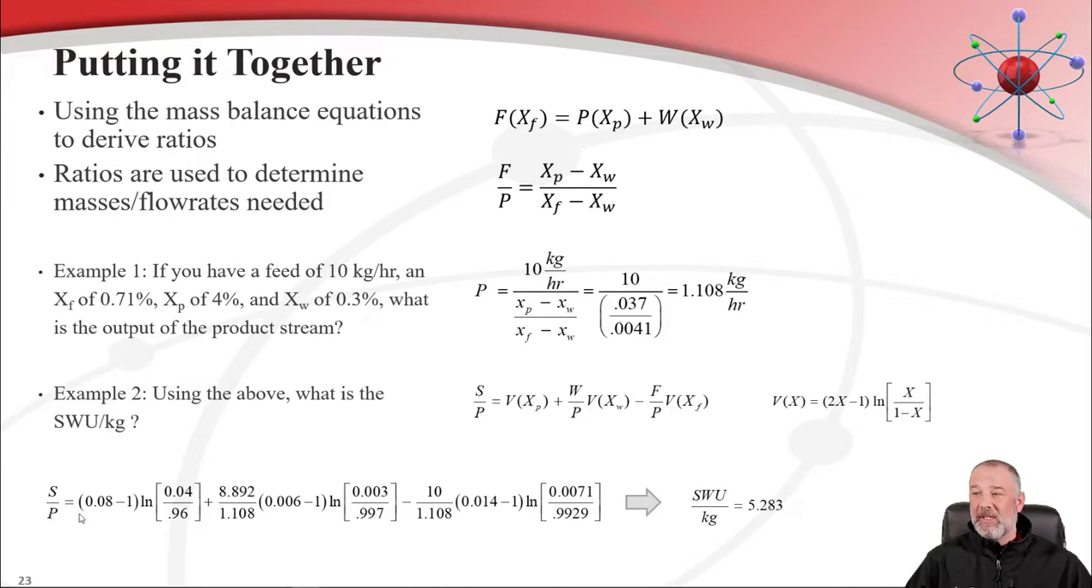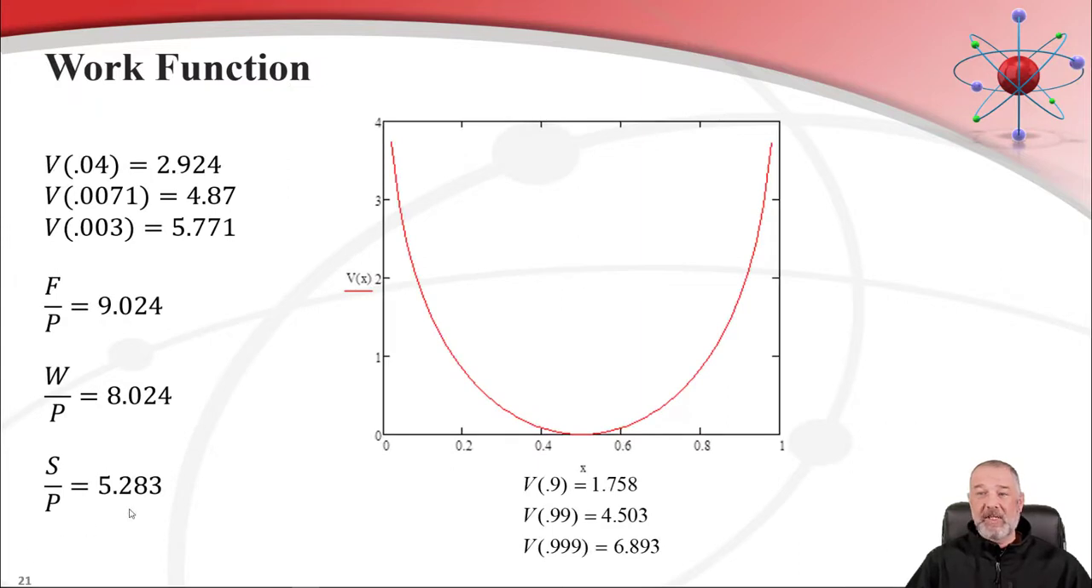Okay, so putting this all together and throwing the numbers in there, I already did a little bit of math here, but if we just put all of those numbers in and did the calculation, we would find that for 1 kilogram of product output, it would be 5.283 separative work units per unit product, which is exactly the same as we see here on this slide when I was talking about it. I pre-calculated these so I could talk about them a little bit earlier than bringing up the whole equation. But it's exactly the same.